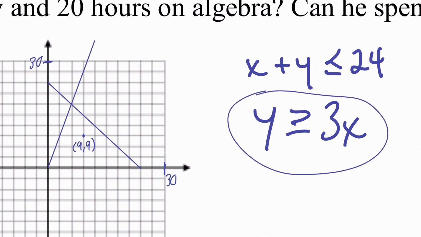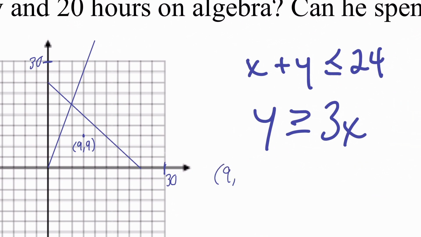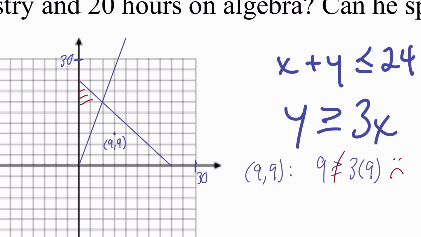Does 9, 9 solve this one? Well, it turns out not to, right? If you plug in 9, 9, you'll have 9 is greater than or equal to 3 times 9, which is wrong, right? That's incorrect. So this is not the solution, okay? Solutions are actually over here. And actually, I do want to highlight this with the fill-in color, not the lines. You'll see why in a second.